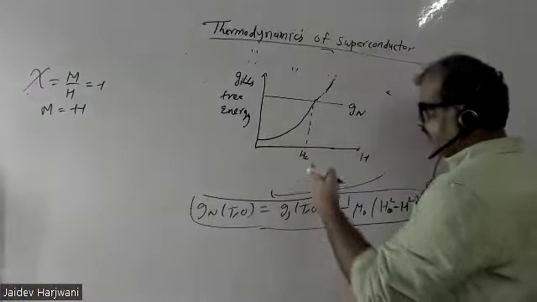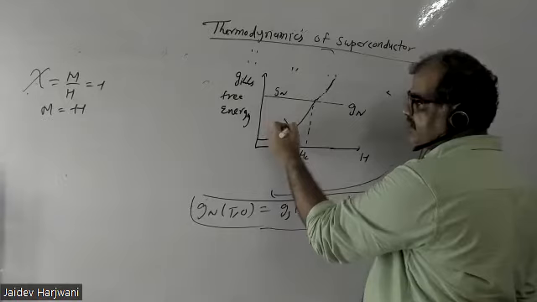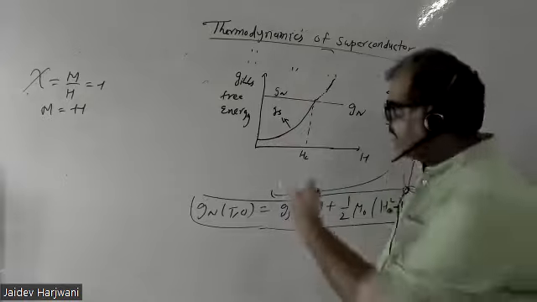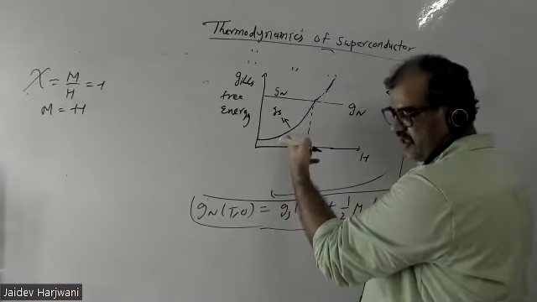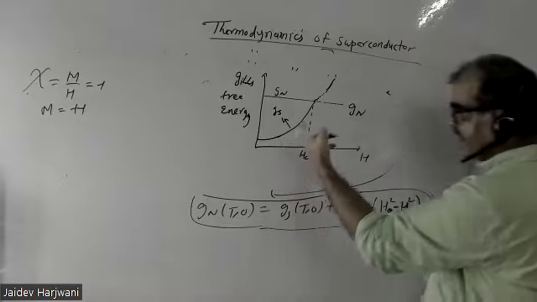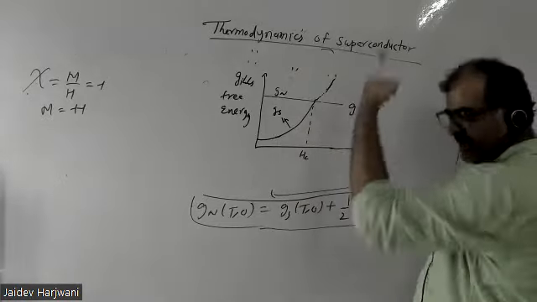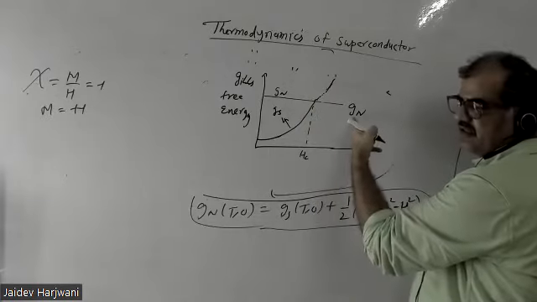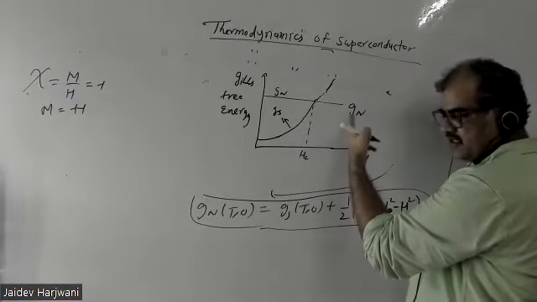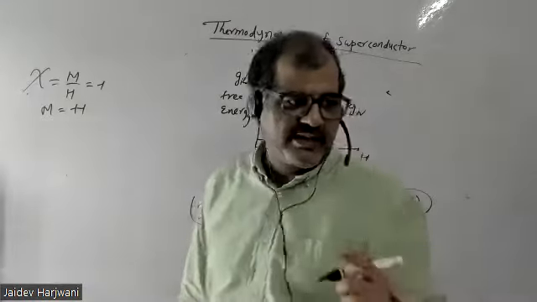Obviously when your H is less than Hc, your GN is greater than GS, so your material comes into the superconducting state, because this state has a lower Gibbs free energy. Similarly, if you go beyond Hc and the superconducting state still existed, it would have more Gibbs free energy compared to the normal state, which is not possible. That's why after Hc, your normal state is more stable compared to your superconducting state. I hope what I told is clear to you.